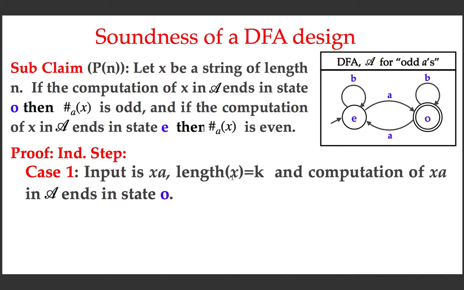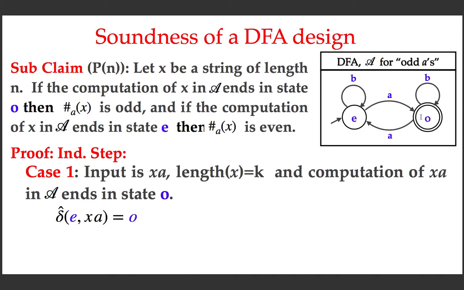So how will you get a string of length k plus 1 from x when the length of x is k? You append a symbol to it. Suppose the first case is when you have a as the next symbol. And there are two cases now. One is the processing of xa ending in O, and that is case 1. The processing of xa ending in O. Then what can you say? If you recall, this represents that the processing of xa from the state E, the start state, is equal to O, meaning the processing of xa is ending in O.